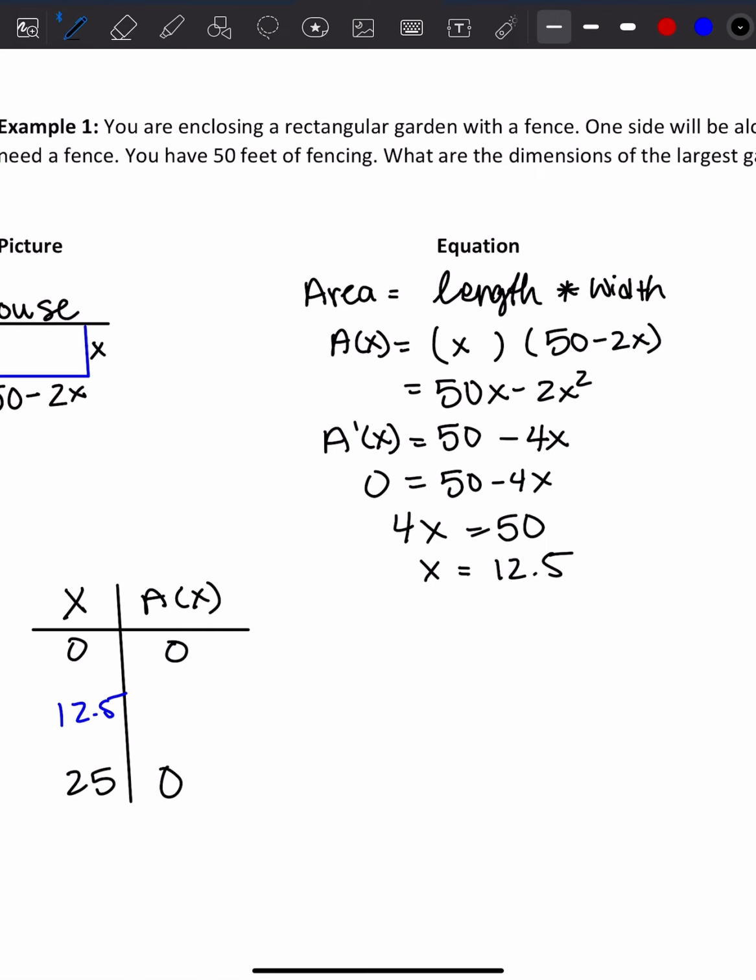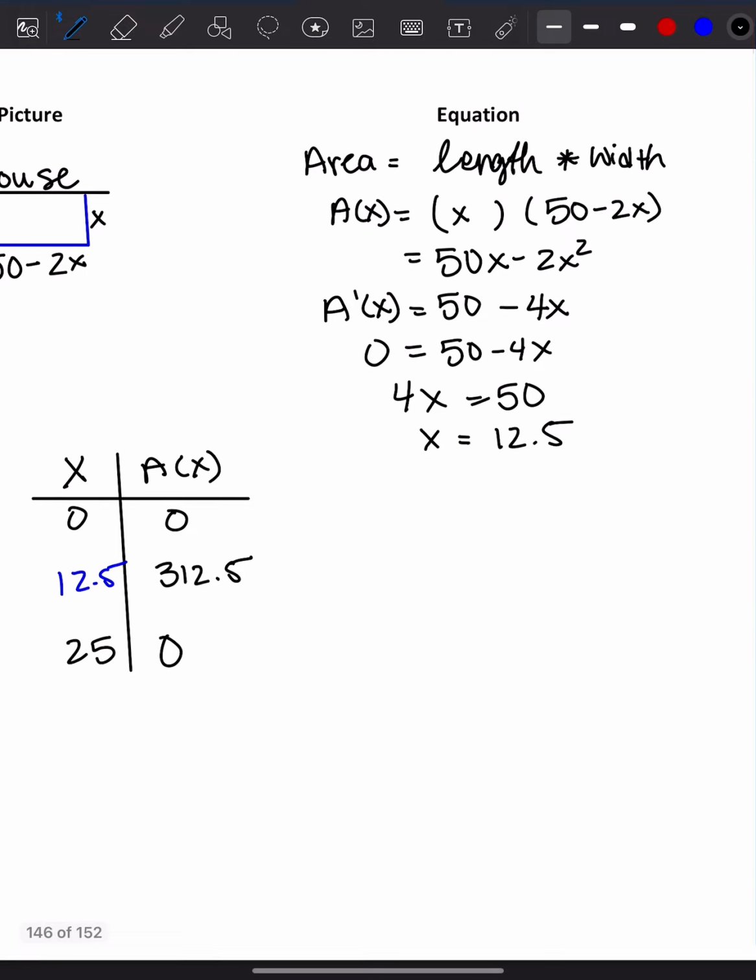And then we're going to look at 12.5. If I plug 12.5 into my function, 12.5 times 50 minus 2x, so 50 minus 2 times 12.5 is going to give us 25. 25 times 12.5 happens to be 312.5. And if I look at this clearly, 12.5 gives us the largest value. So our maximum is 312.5 square feet, and that happens at x equals 12.5.